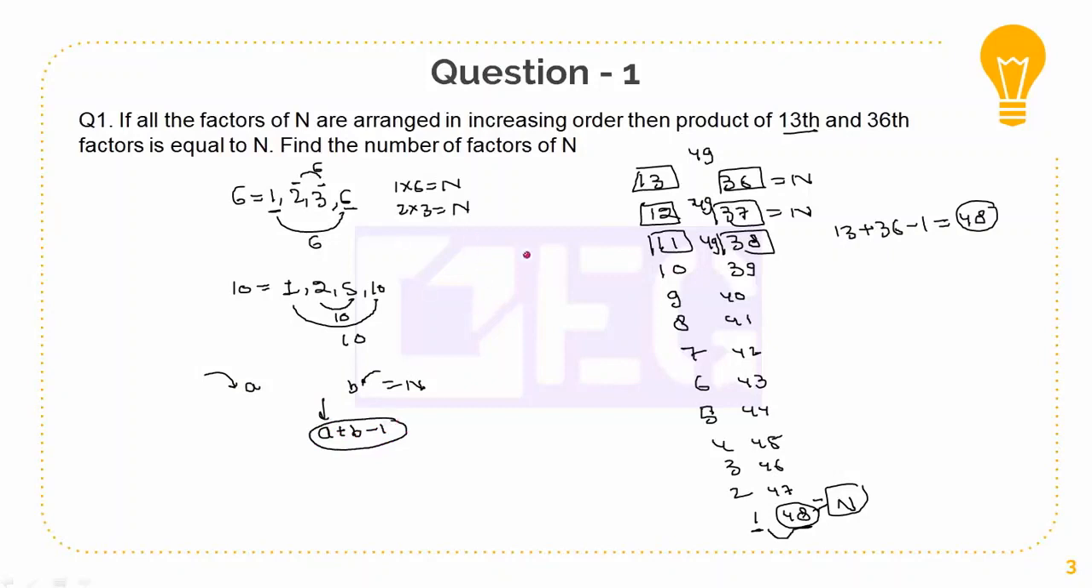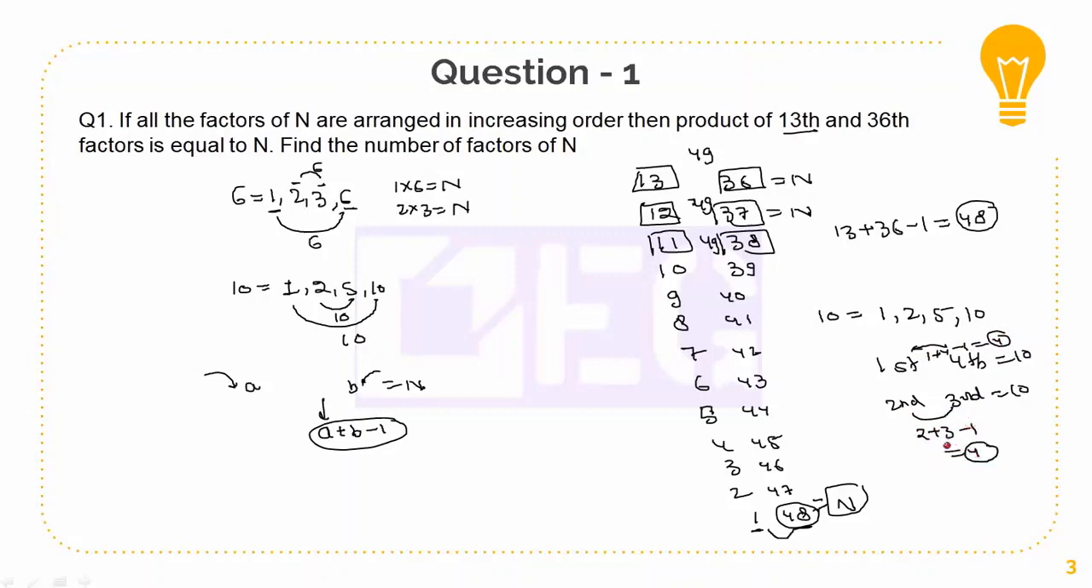You can take an example here, like the number 10. The factors will be 1, 2, 5, 10. The first factor and the 4th factor product is equal to 10. The second and third is equal to 10 also. If you want to find the total number of factors, that will be 1 plus 4 minus 1, that means the total number of factors is equal to 4. Or we can say 2 plus 3 minus 1, that means the total number of factors is equal to 4.